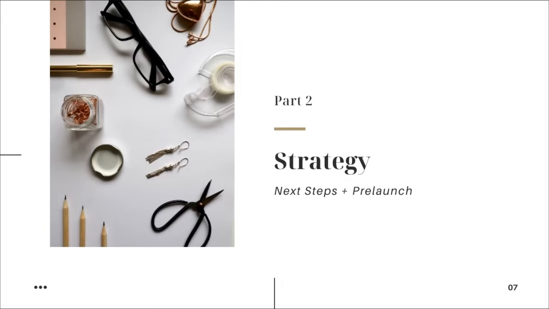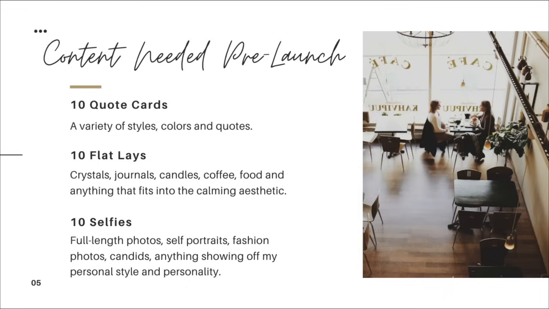So after I went through all my visual ideas, I wanted to get more into the strategy and what I needed to do before I actually launched my Instagram. So first off, I listed out everything that I wanted to have before I even started my Instagram. So I wanted to have 10 quote cards done, 10 flat lays, and 10 selfies, with the idea being that I would have about 30 photos, so it would be about a month in advance, so that way I can be posting once a day and have different options of whether I wanted to do a self-portrait that day or a flat lay or a quote card.